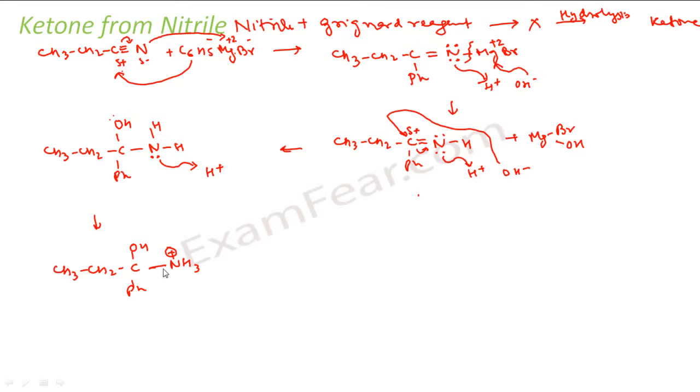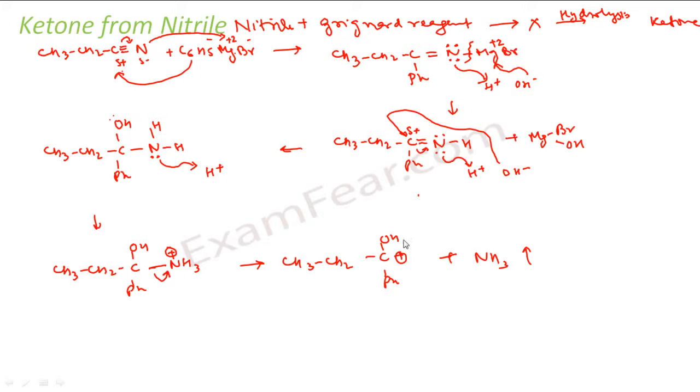So this bond will break now. This bond will break in this fashion, so that this electron comes to nitrogen, nitrogen becomes neutral, and this becomes positive charge. So this becomes CH3, CH2, C, OH, Ph with the positive charge because this bond broke, and plus NH3. This goes off.